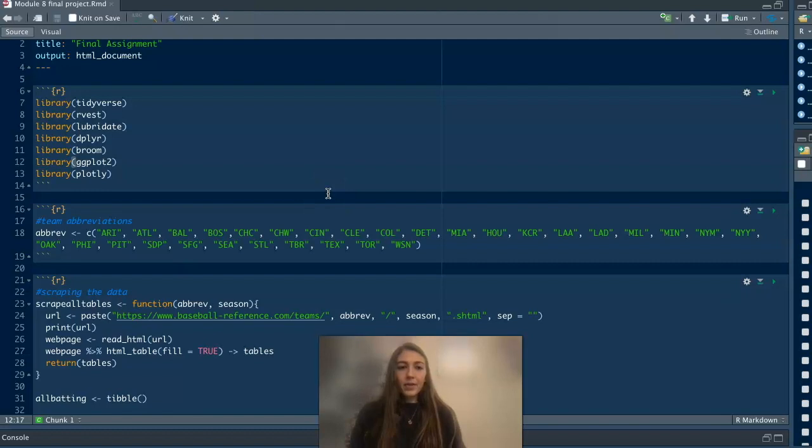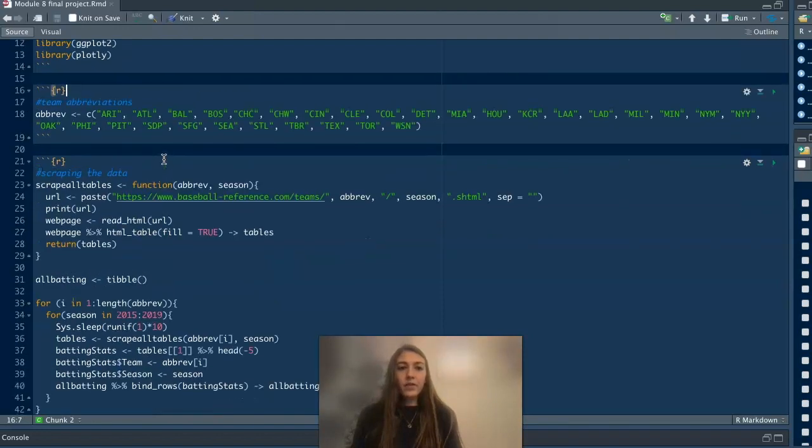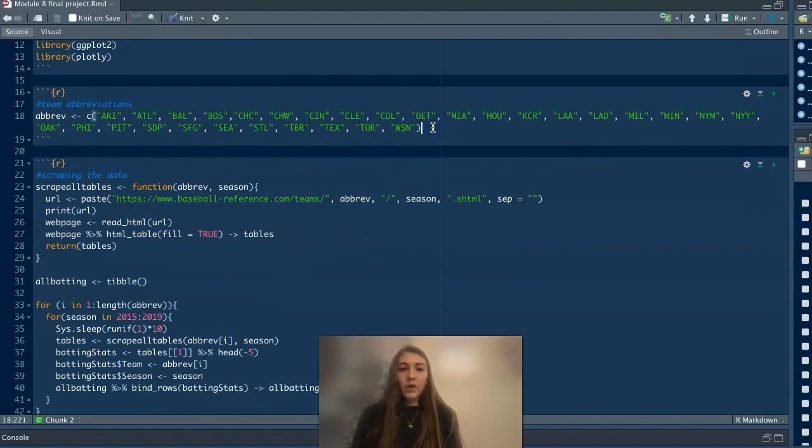To start, we needed data, so we installed all the packages that we were going to need for our analysis. My first step in getting the data was to create a vector with all the team abbreviations that I would need to pull the specific pages from Baseball Reference for each team. So all teams have their abbreviations in this vector.